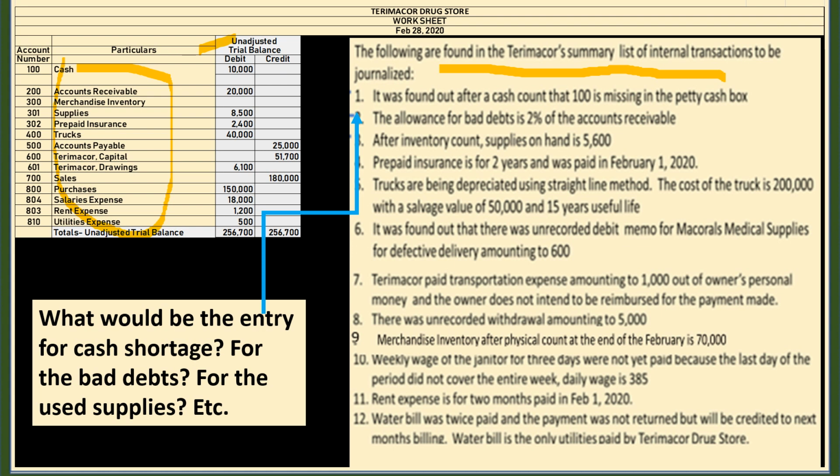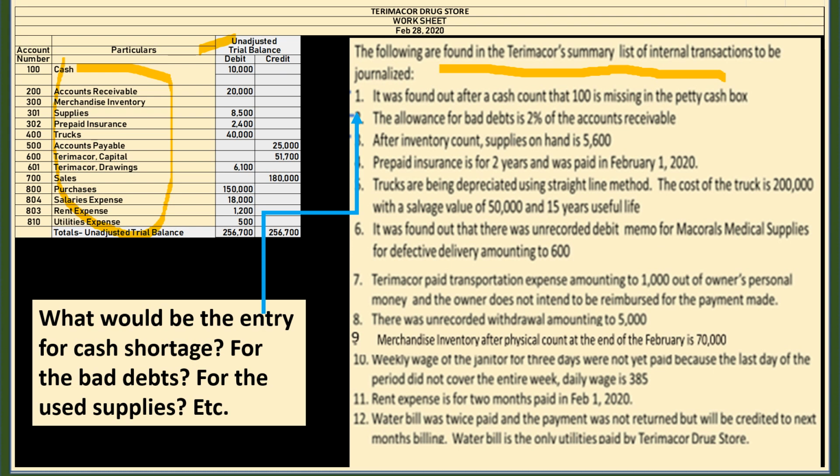The allowance for bad debts is 2% of the accounts receivable. So the accounts receivable here is 20,000. 2% of 20,000 is 400. So we're going to debit bad debts expense and credit allowance for bad debts by 400. So this one, debit to cash shortage, credit to cash. This one, debit to bad debts expense and credit to allowance for bad debts.